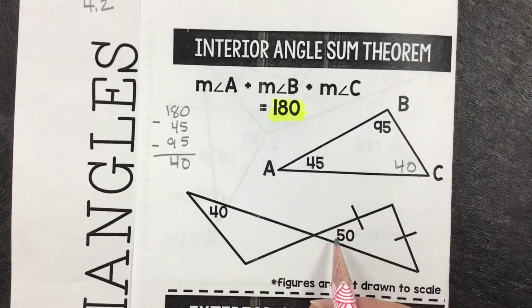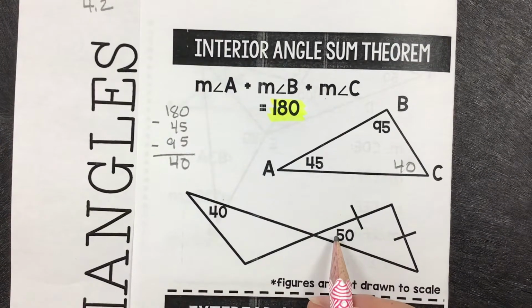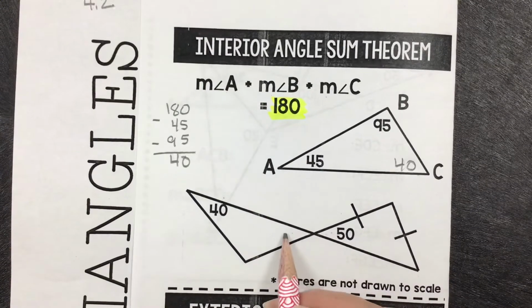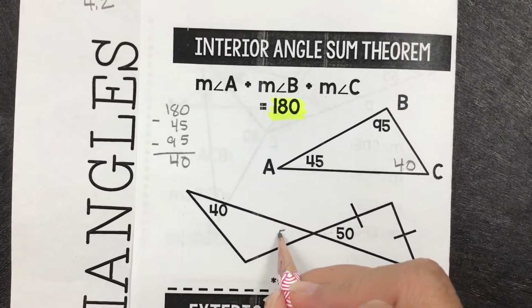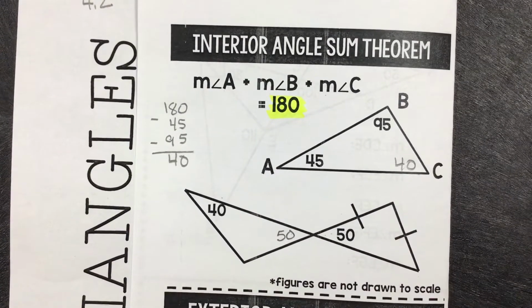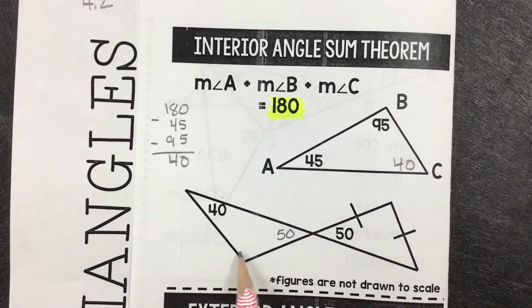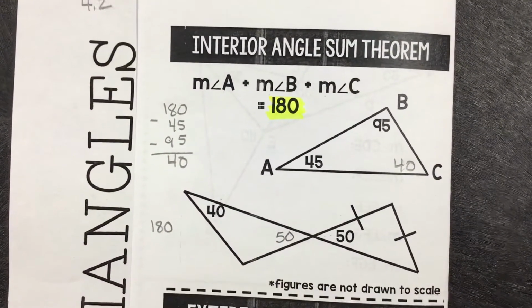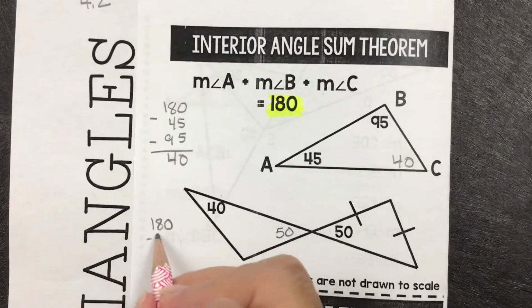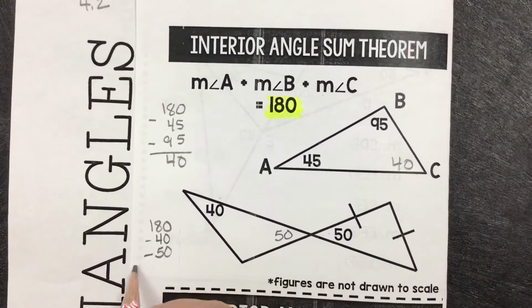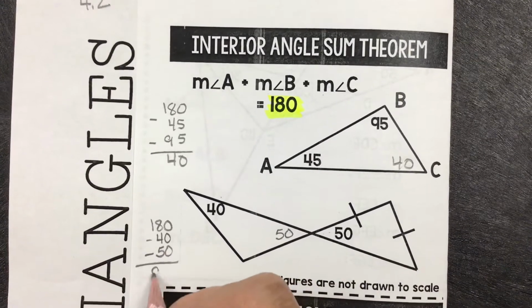Right here, we also have to remember other angle theorems that we know. For example, we know that vertical angles are equal. That would mean that this one's 50. Our last one would give us this angle right here. We could use that theorem that when we add them all together, they're supposed to give you 180. So if we subtract 40 and subtract 50, that's going to give us what's left, which is 90.